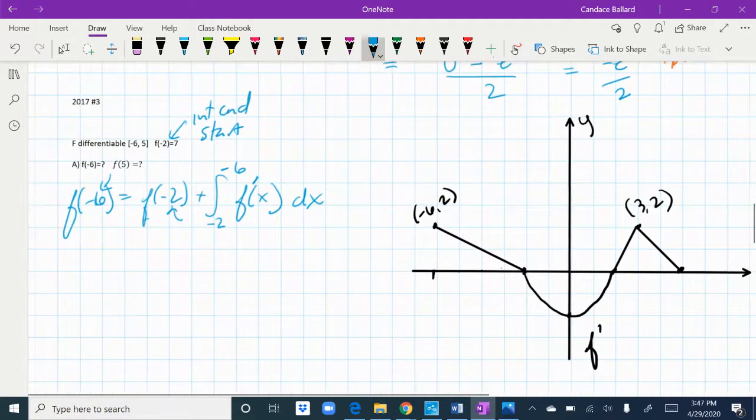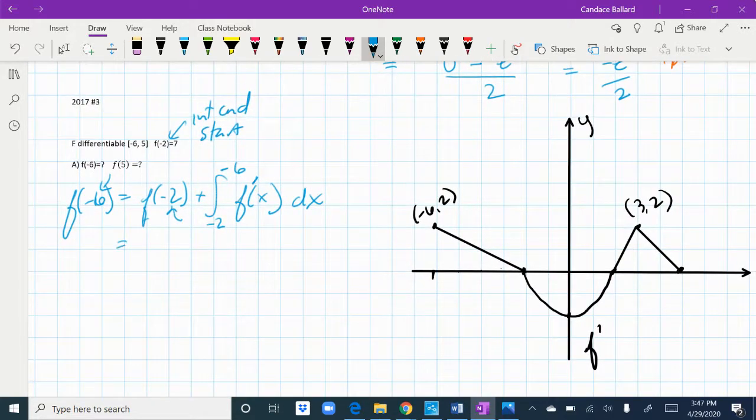And then we've got f prime of x dx. So I know that f of -2 equals 7. I don't like the order that this is in because my bigger number's on the bottom, so I've got to flip it, from -6 to -2 of f prime of x dx. All right, so -6 to -2 is the area of that triangle.